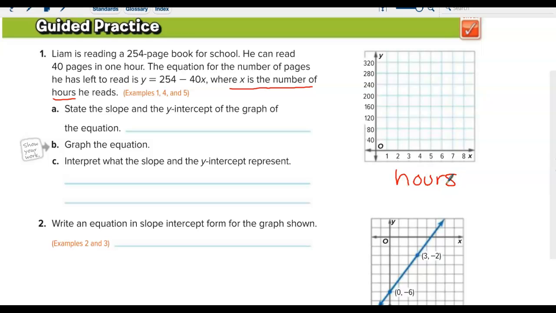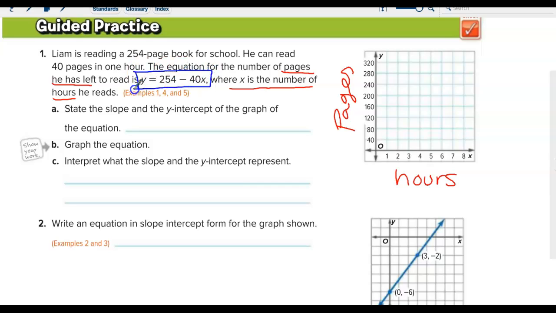What's our y-axis? Pages he has left, right? So pages. Okay? So we have to state the slope and the y-intercept. Right here is your equation.